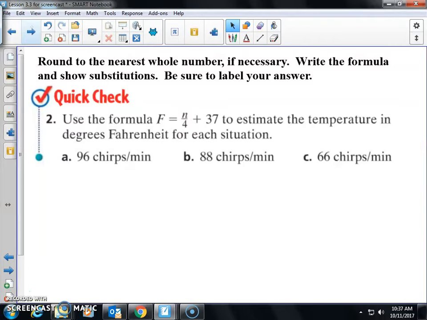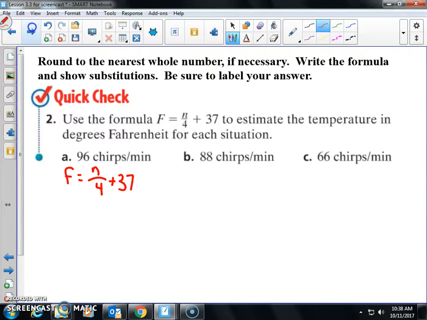So, here's 3 more for you to try. Again, we want to use the formula F equals n divided by 4 plus 37. You want to use that formula on all 3 of them. So now's the time to pause the video, try all 3, and see what you get.